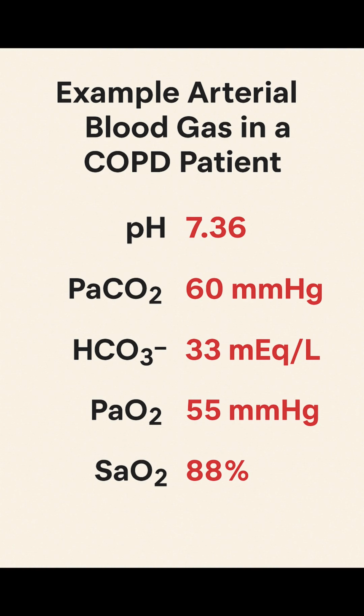So if we look at the pH, it's on the very low edge of normal, indicating an acidosis condition. The CO2 is elevated. The bicarbonate is elevated. The partial pressure of oxygen is reduced. And since CO2 is the acidic component and the respiratory marker, we know that we have respiratory acidosis.